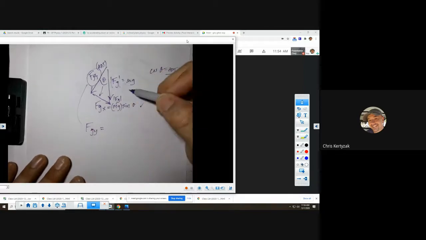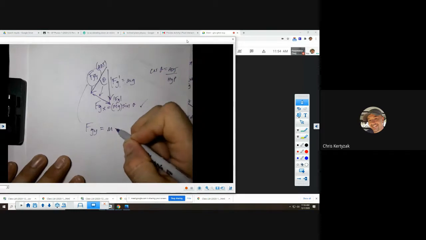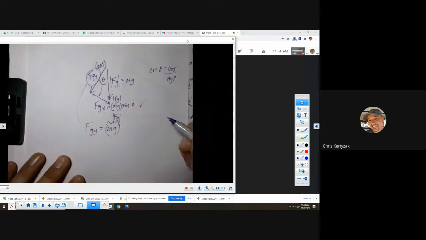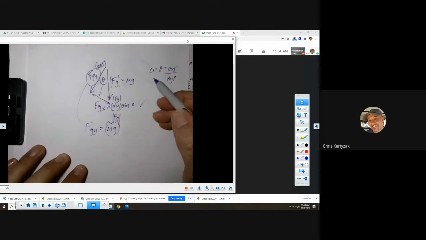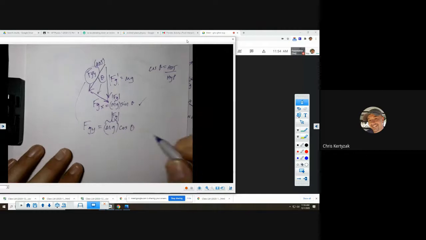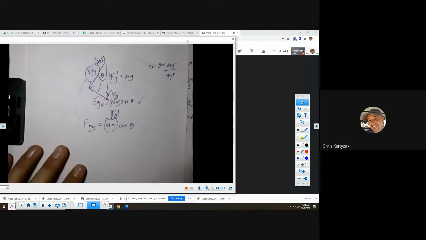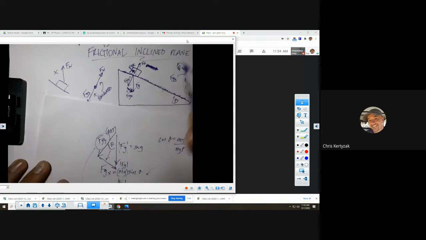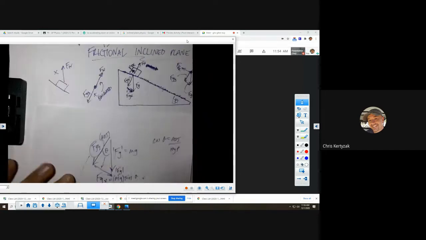So when we're trying to figure out an expression for FGY, we would say, well, it's the length of the hypotenuse, which is mg, which is just the full weight of the object, times the cosine of the angle, because this is an adjacent piece. So this amount of force right here is equal to mg times the cosine of whatever the ramp angle is.